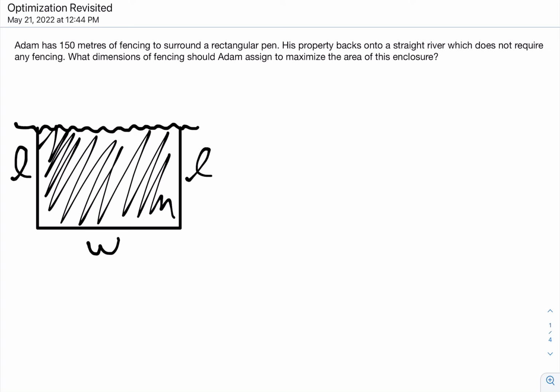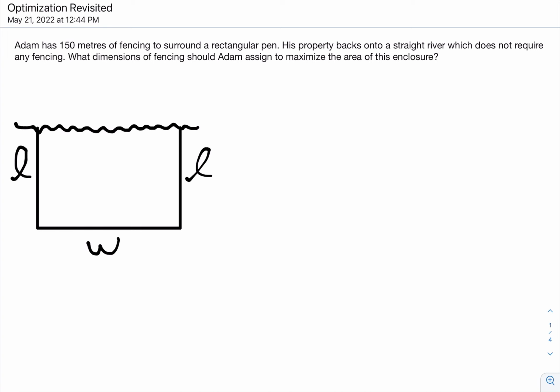So we're trying to figure out what's the biggest area that we can enclose given that we only have 150 meters of fencing. So we can't just say the length is 1,000,000 and the width is 1,000,000. That's going to give us a super big area. No, we only have 150 meters to work with. This is a real life problem because often we don't have an infinite amount of materials, but we want to maximize the ability of those materials. So we're trying to build the biggest area on the inside here.